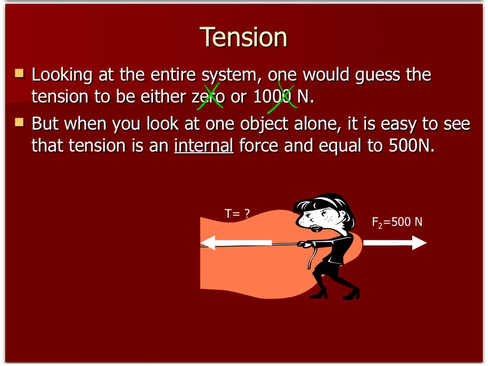But when we look at one object alone within the system, for example, just the girl who is pulling on this rope, it's easy to see that the tension on the string is an internal force. And again, we know that internal forces are going to be equal and opposite. So if she's pulling with 500 newtons, that rope is pulling back on her with 500 newtons.